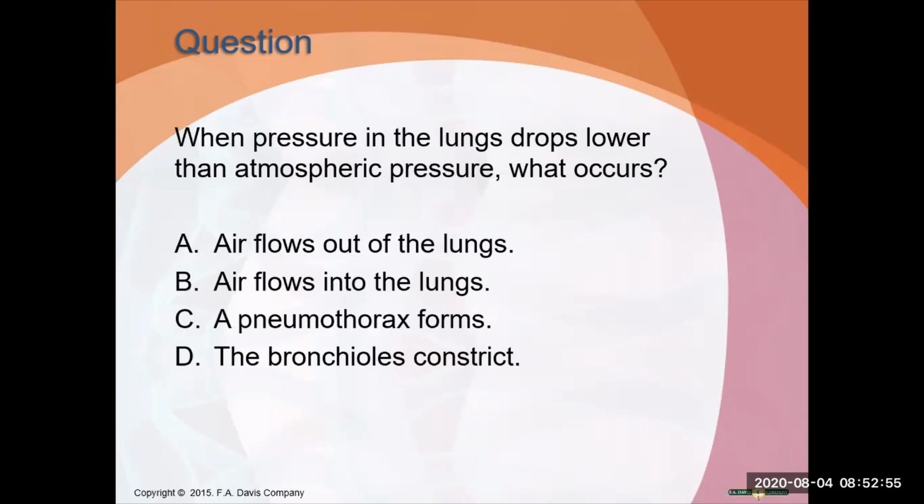Number 10, the primary way oxygen is transported in the blood is A, in the form of bicarbonate, B, in the form of carbaminohemoglobin, C, in the form of oxyhemoglobin, or D, dissolved in plasma. And the answer for the primary way that oxygen is transported is C, in the form of oxyhemoglobin. So carbaminohemoglobin and bicarbonate are two forms used to transport carbon dioxide, not oxygen.